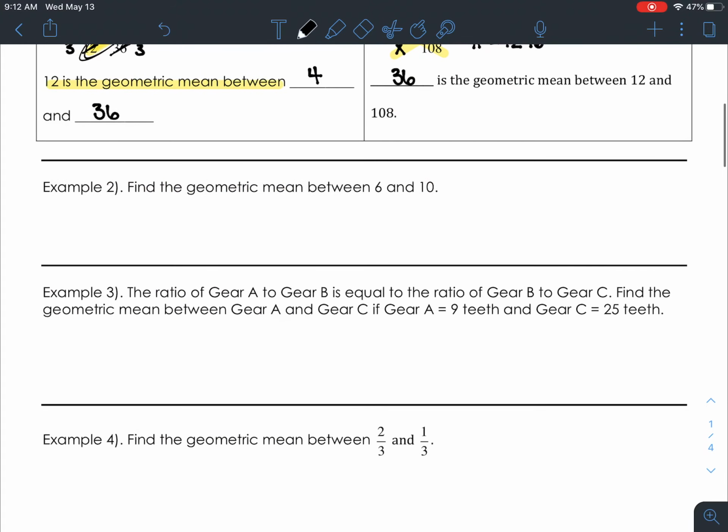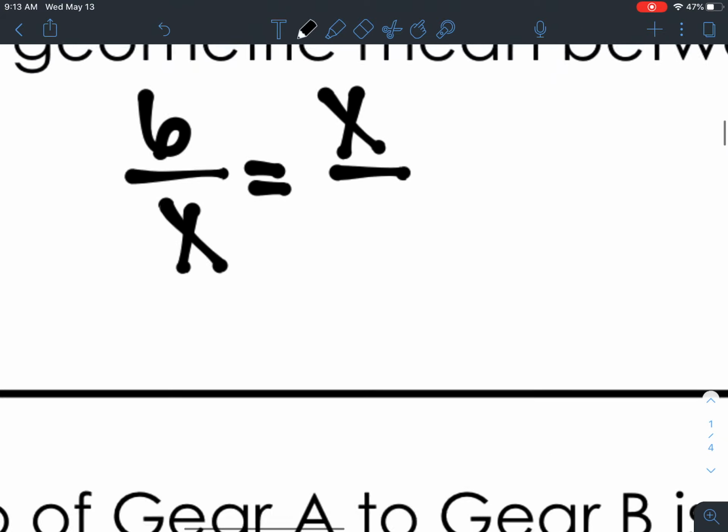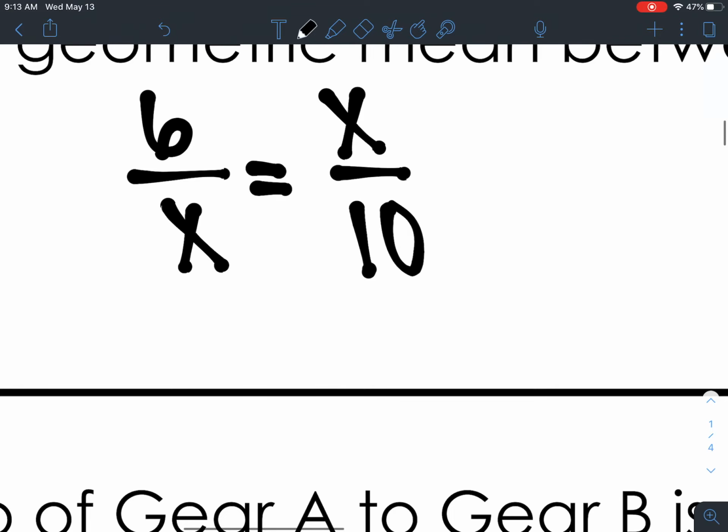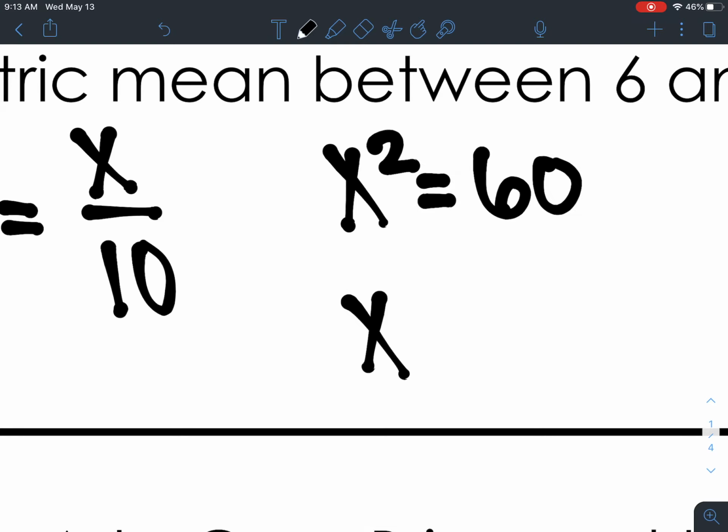All right, so let's try example 2. Example 2 says find the geometric mean between 6 and 10. So all we're going to do now is 6 over what, because X is going to represent our geometric mean, equals X over 10, okay? Now we're going to cross multiply, and we're going to get X squared is equal to 60. Square root, X is equal to the square root of 60.